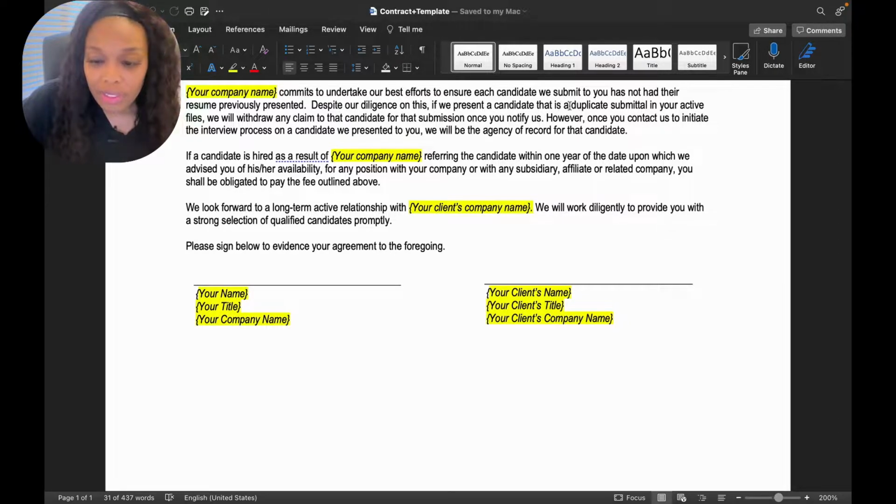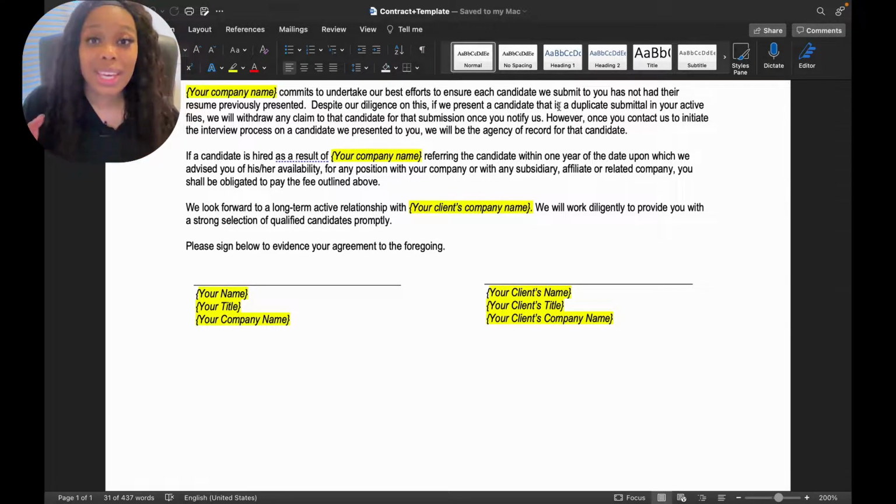This just basically says that if you submit a duplicate candidate who is already active in their files, then you'll go ahead and you'll withdraw any claim to that candidate for that submission once they notify you. However, once you contact us to initiate the interview process of a candidate we presented to you, we will have agency of record for that candidate, which just basically means that whoever gets to the candidate first is the one who can claim them and ultimately is the one who can get the check for them if they're hired on.